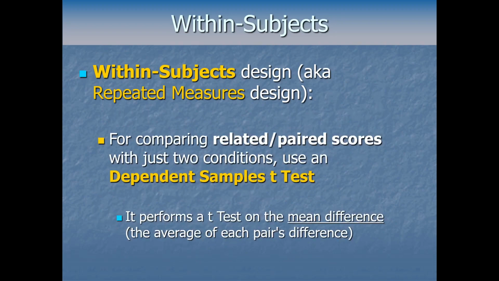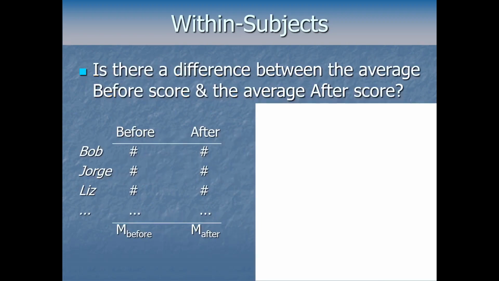Now for within subjects experiments, if there's just two sets of related or paired scores like we've talked about that are being compared, like before versus after, or treatment month versus control month, then to test for a statistically significant difference, our usual tool would be a dependent samples t-test. You'll sometimes hear this called a related samples t-test because the two groups of scores are not independent. So this dependent samples t-test just performs a t-test on what we call the mean difference, so the average of each pair's difference. In short, a dependent samples t-test is our tool for comparing two related or paired groups of scores. So it's perfect for a within subjects design.